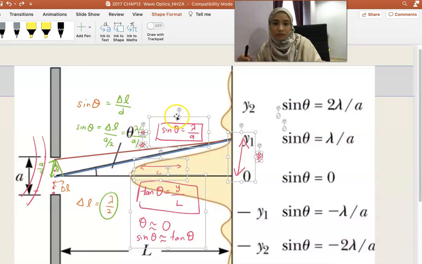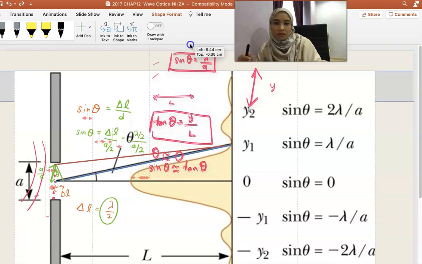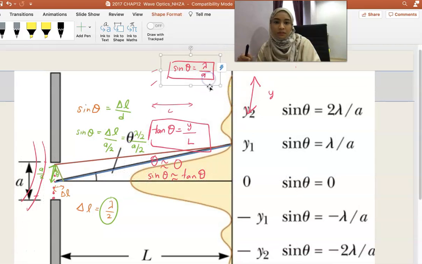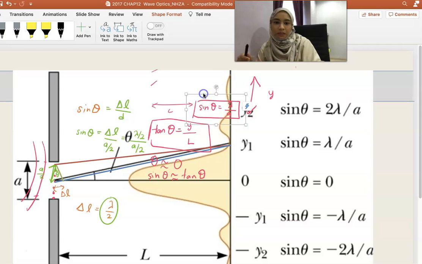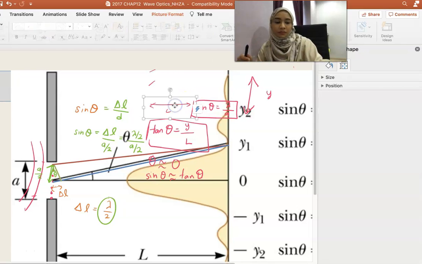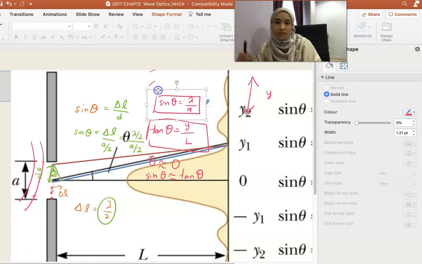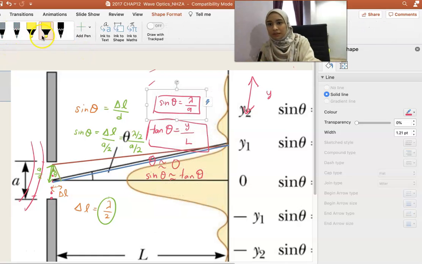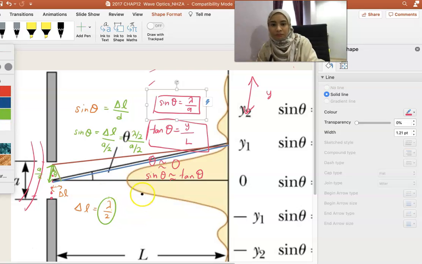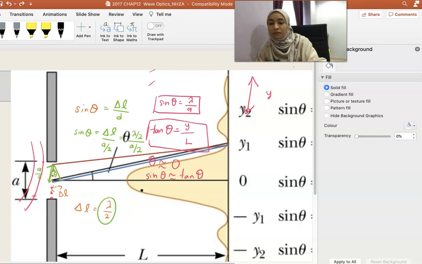Okay. Bring it up here. Okay, so we have tangent theta. We have sine theta. Get rid of this. So we have these two equations. I can equate them. Hooray! Let's do that. Okay. So now I have lambda over A equals y over L. So y dark, because this is for destructive interference, is equal to lambda L over A.